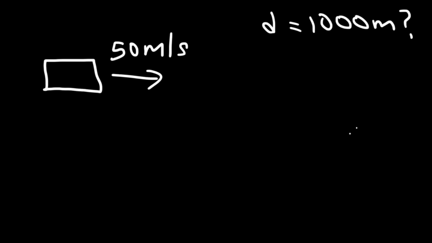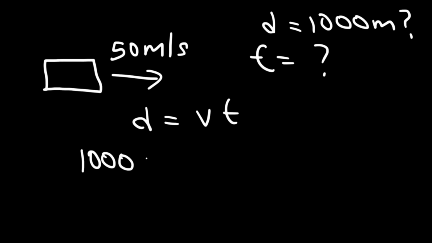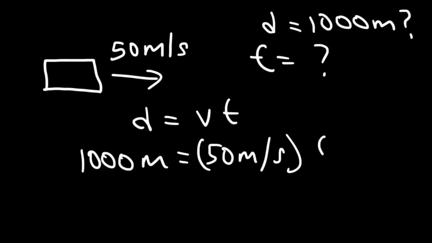So here's a question for you. Let's say you have an object that is moving at a speed of 50 meters per second. How long will it take for this object to travel a distance of 1,000 meters? So we're looking for the time, how long. We could use this formula, D = VT. The distance is 1,000 meters, V is 50 meters per second, and we need to calculate the time.